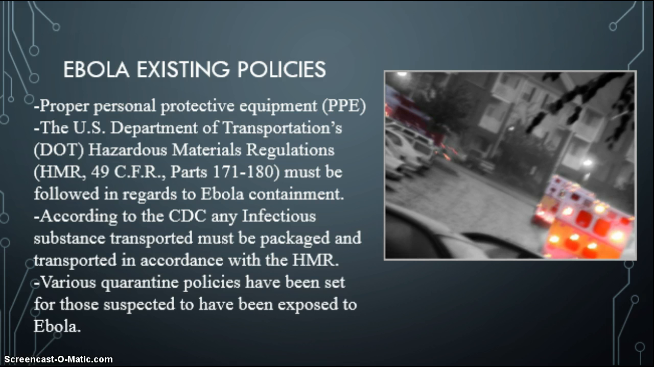This includes medical equipment, linens, and used healthcare products such as soiled absorbent pads or dressings, kidney-shaped emesis pans, portable toilets, used personal protection equipment, gloves, masks, gowns, goggles, face shields, respirators, booties, etc., by-products or cleanings contaminated or suspected of being contaminated. Also, various quarantine policies have been set for those suspected to have been exposed to Ebola.